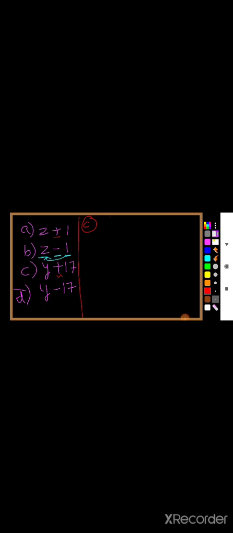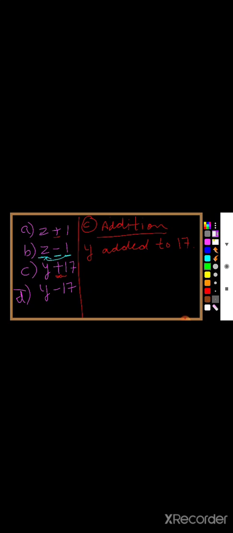Okay, so just check. C part is y plus 17. So what is the operation used here? It is addition here, right? So addition is used. And how is this expression formed? It is y added to 17.